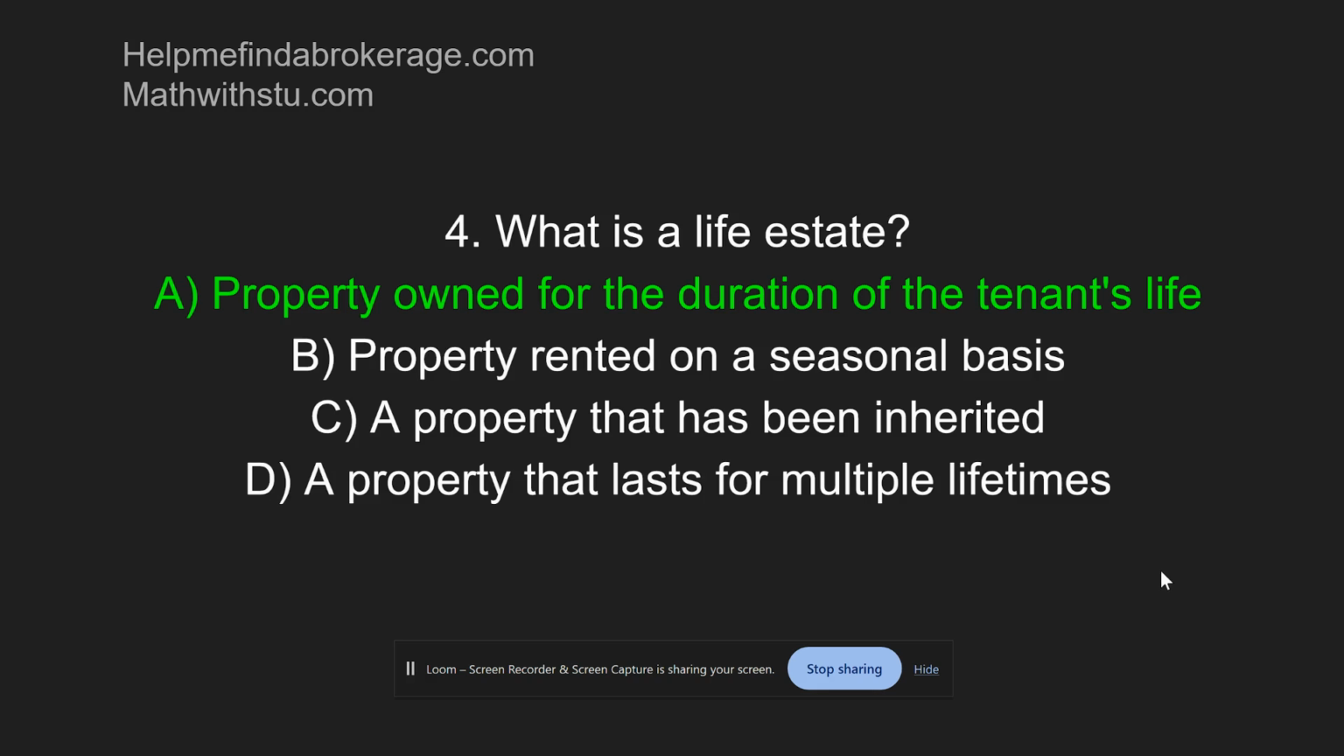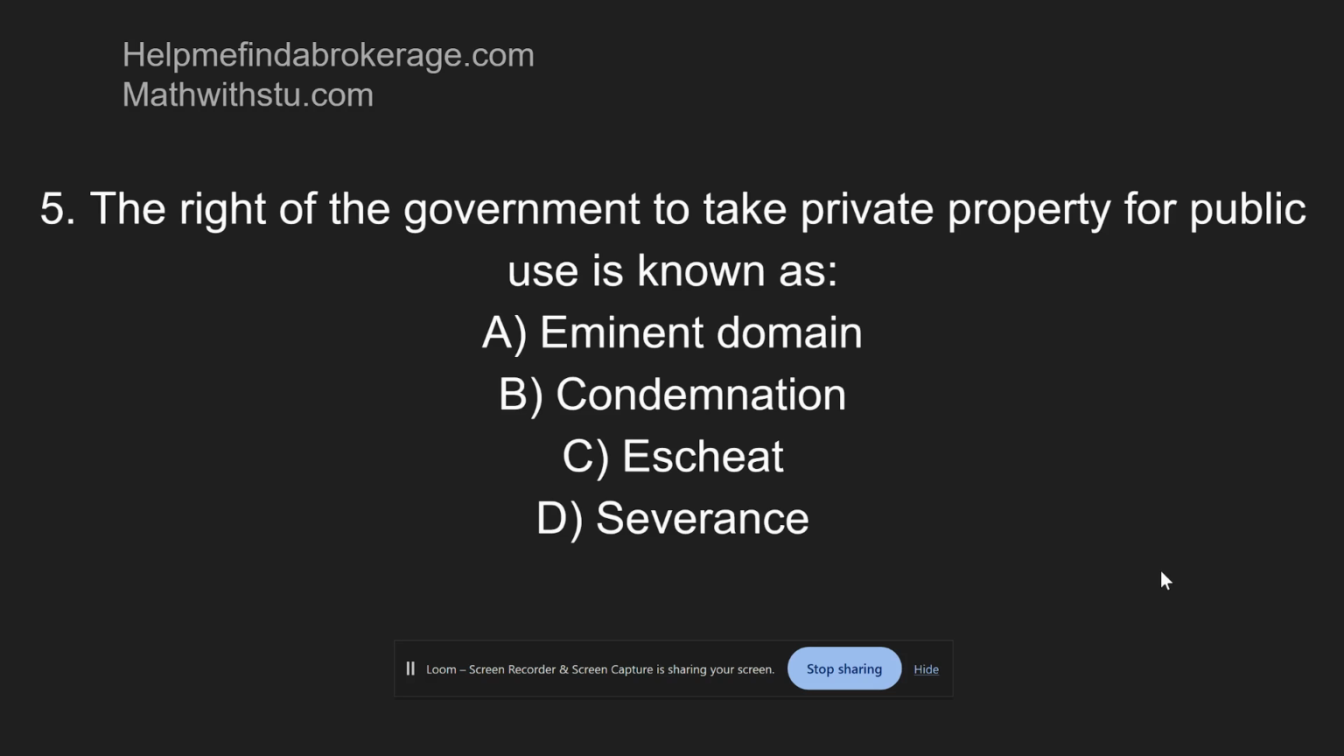So let's go ahead. Let's take a look at the next one, shall we? This one says the right of the government to take private property for public use is known as eminent domain, condemnation, escheat, or severance. Now you're probably tossing up between two, and I'm going to guess that you're tossing up between eminent domain and condemnation. So I'm going to do this for you. I'm going to kick it back to the question, and I'm going to say, read the question. This is so much so a pain point for a lot of my students, because what happens is this: they read the question and they answer what they think they're being asked, not what the question is asking.